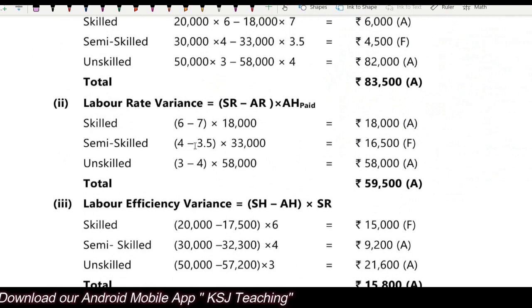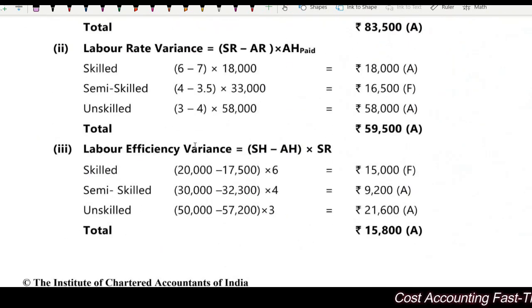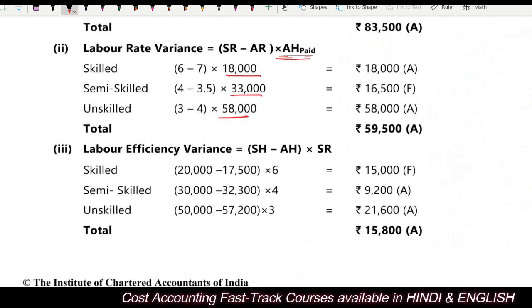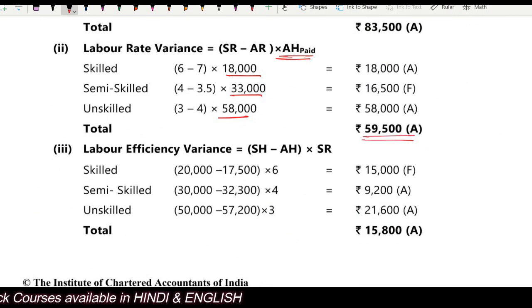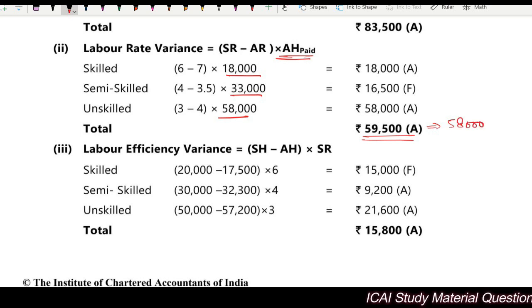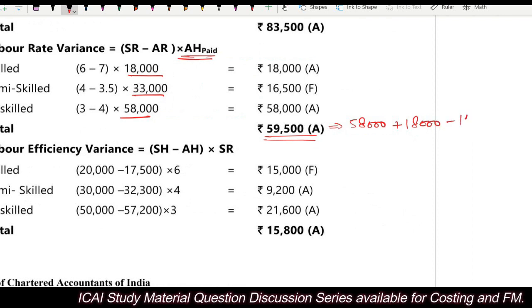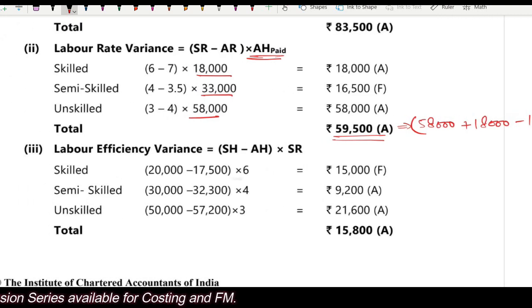After that, rate variance, again for the hours paid. Right? So very simple. Rate variance is standard rate, that is 6, minus actual rate, 7, multiplied by the actual hours paid for, that is 18,000. Right? Paid. 18,000, 33,000 and 58,000. You will calculate for individual elements of the labor. Then the total you will do it, right? Adverse, favorable, adverse. You have to take the net effect, that is 58,000 plus 18,000 minus 16,500, right? So net will be 59,500 adverse.